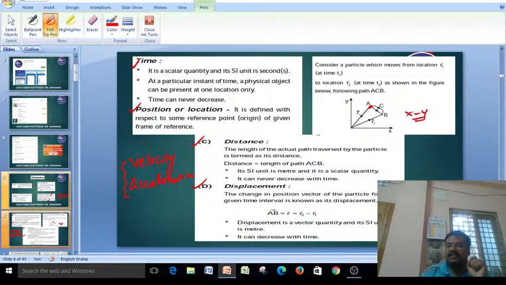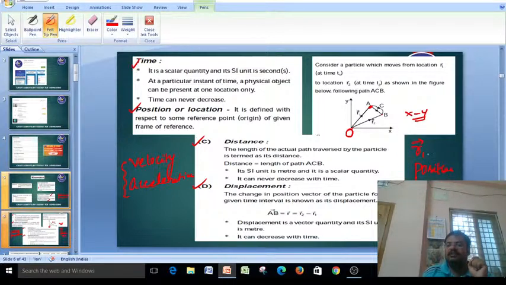When the object changes its position with respect to time, the object changes its position from A to B like this. Whenever it is at point A, I want to refer to that point from an origin point. So this is the origin point. From the origin point you draw one line, and that is a position vector. Here R1 bar is the position vector.